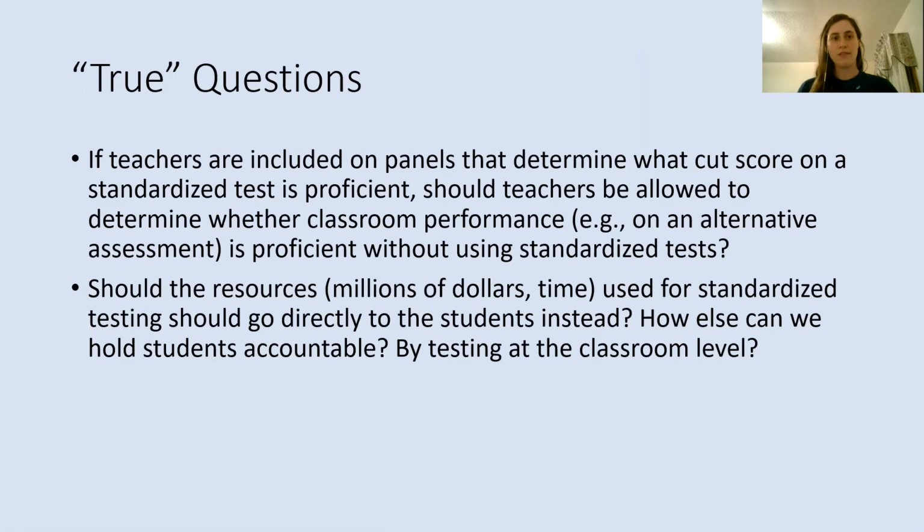Okay, and lastly, I have some questions. So if teachers are included on the panels that determine what cut score on a standardized test is proficient, should teachers be allowed to determine whether classroom performance, for example, on an alternative assessment, is proficient without using standardized tests? Yeah, I kind of mentioned this before. Teachers are included on these panels determining the cut score for, okay, higher than this is proficient. So why can't they do that in their own classroom with alternative assessments, determining this is the level I expect and higher than this is proficient?